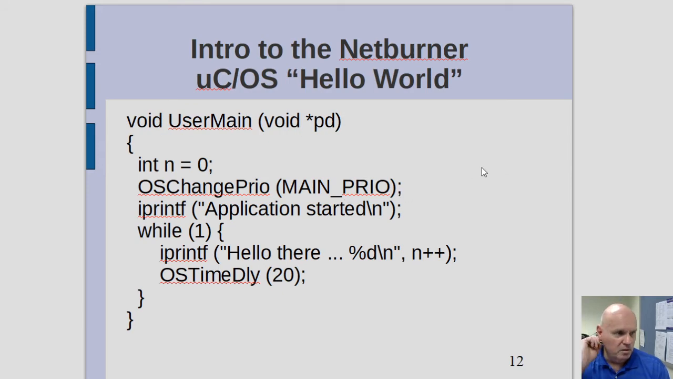Okay, so here's the program I had you download last time, or something very close to this. I've left off the include files here. Again, our initial task routine is UserMain instead of init, like it was for RTEMS. It's UserMain for microC/OS. And then you might guess this OSChangePrio changes the priority of this routine. We'll talk about this main priority as a macro. Uses iprintf, a smaller version of printf.